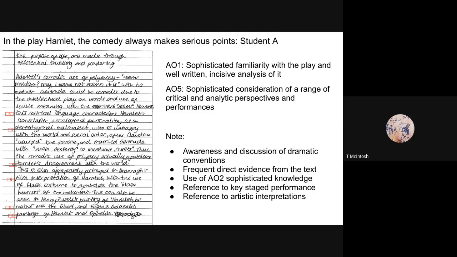Next paragraph, right? Hamlet's comedic use of polysemy. We've just done this, haven't we? Oops, done that page already.